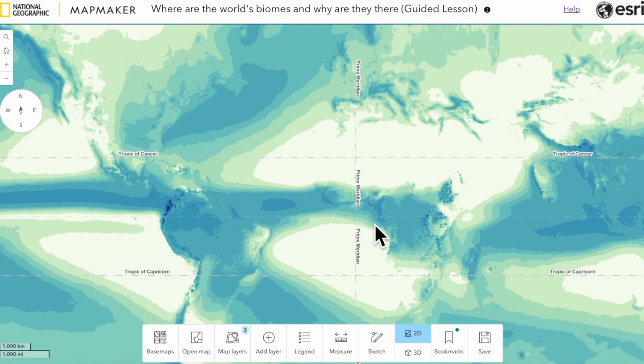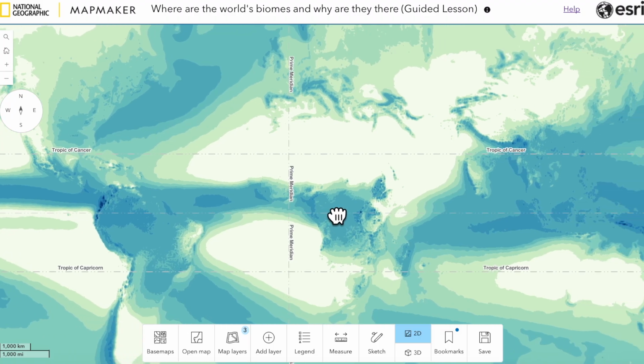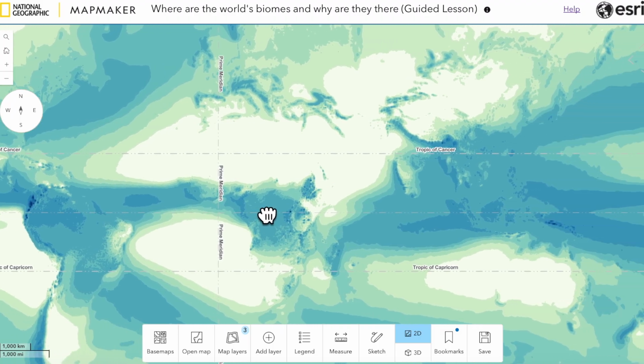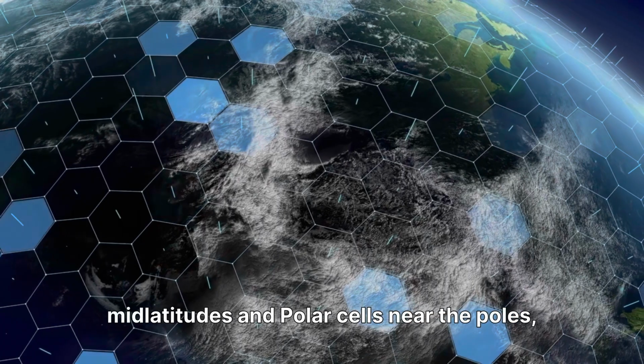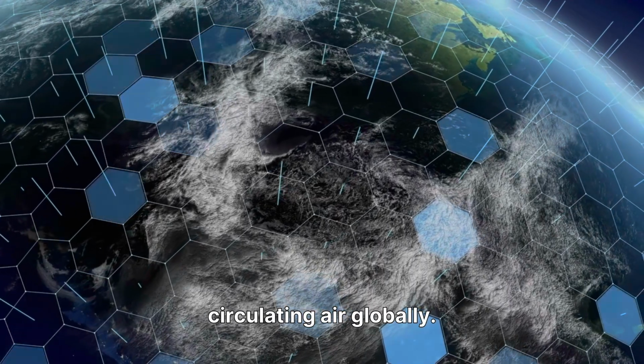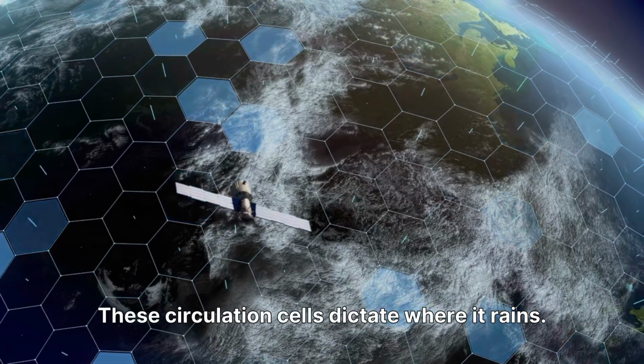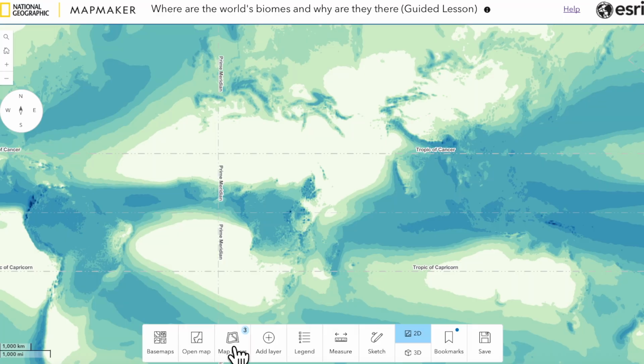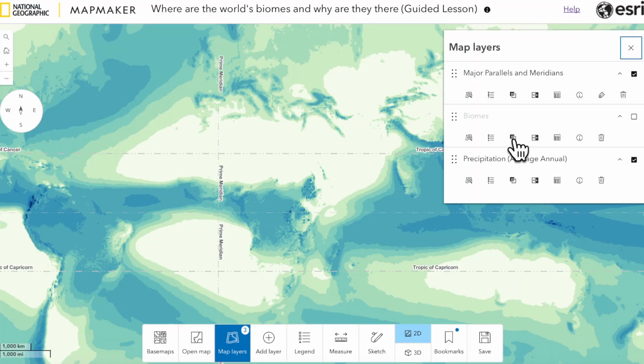The air moves away from the equator, then sinks back down around 30 degrees latitude, creating dry, high-pressure zones. This circulation is caused by the planet's rotation and the uneven amount of sunlight each location receives. This repeats with Ferrel cells in the mid-latitudes and polar cells near the poles, circulating air globally. These circulation cells dictate where it rains, and where it rains, we see very different types of life flourish.